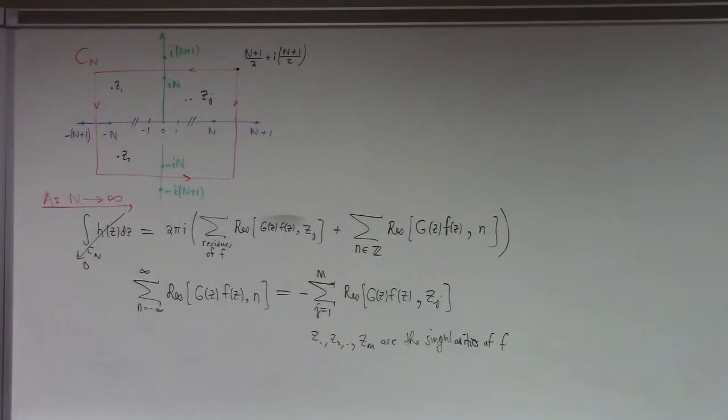You're like, okay, but that's great, but this all assumes that there's this magical function g which has singularities only on the integers, and each singularity is a simple pole.